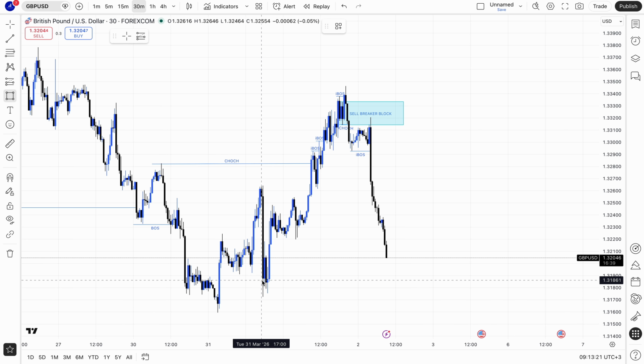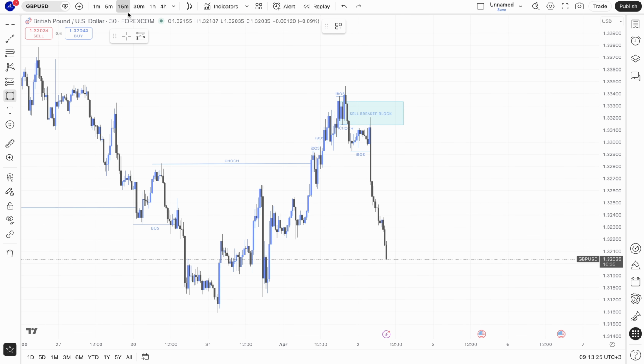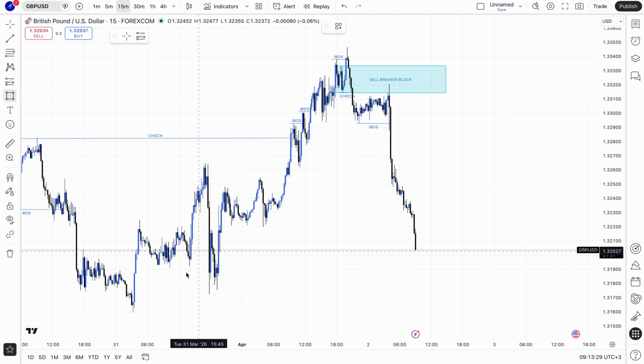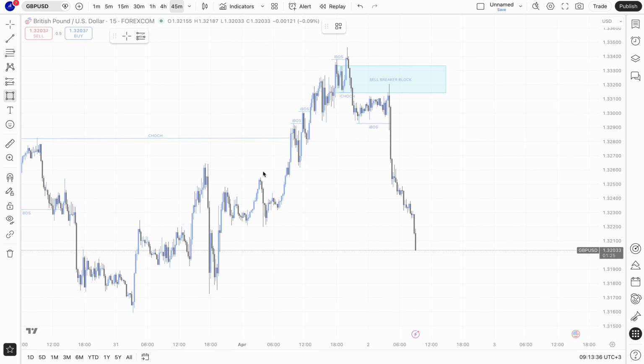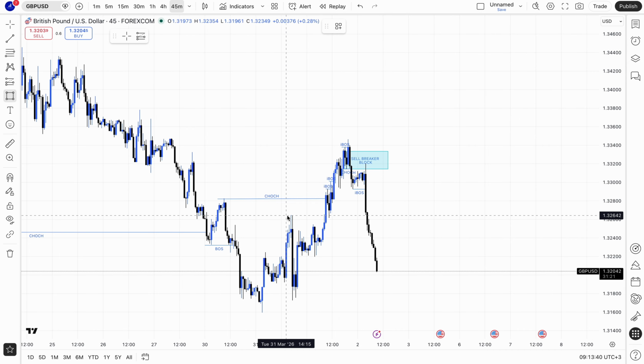So here we have our order blocks. This other block was already mitigated. Have this other block. We have one clean order block, but they're all mitigated. Let me check on 45. It's also mitigated.